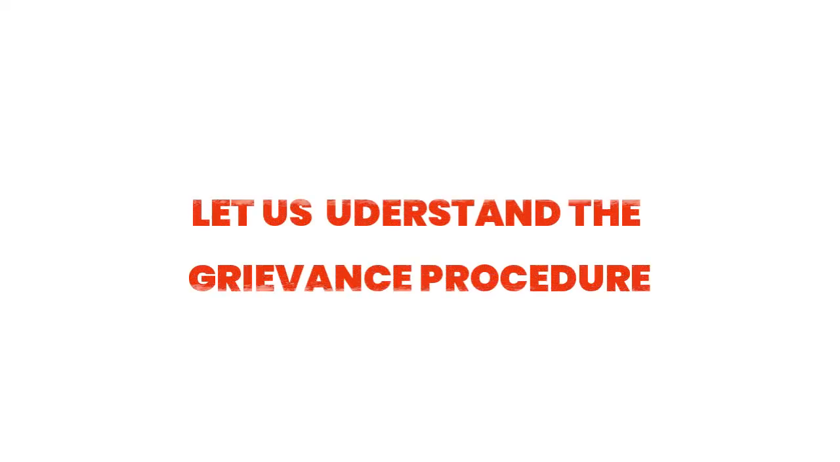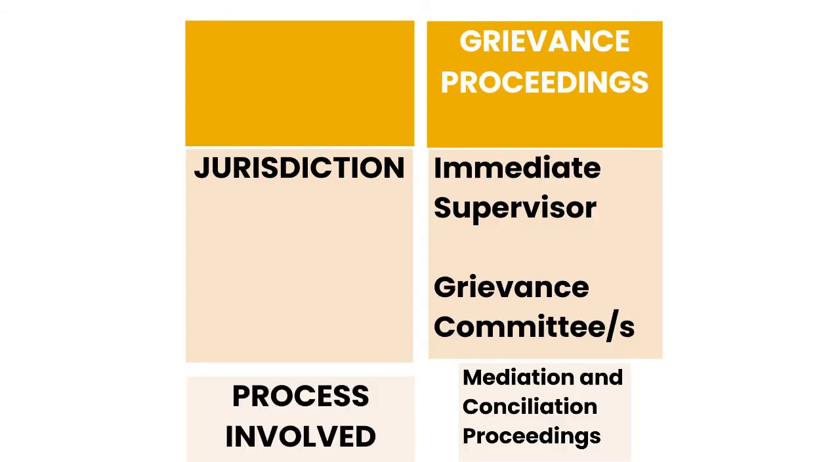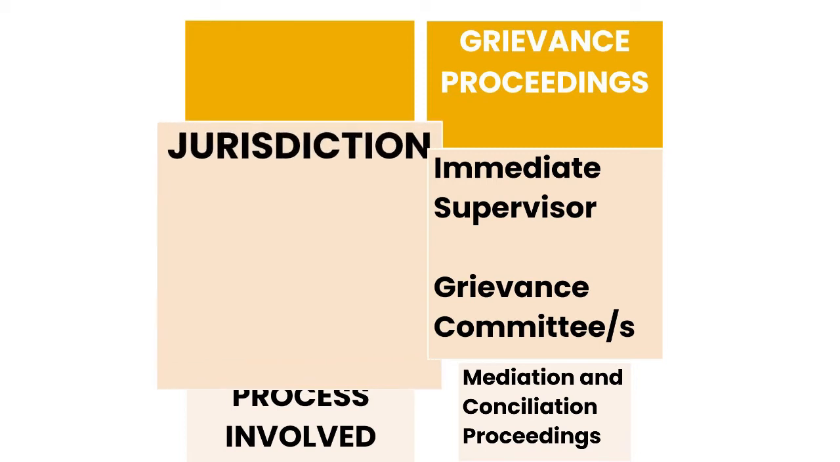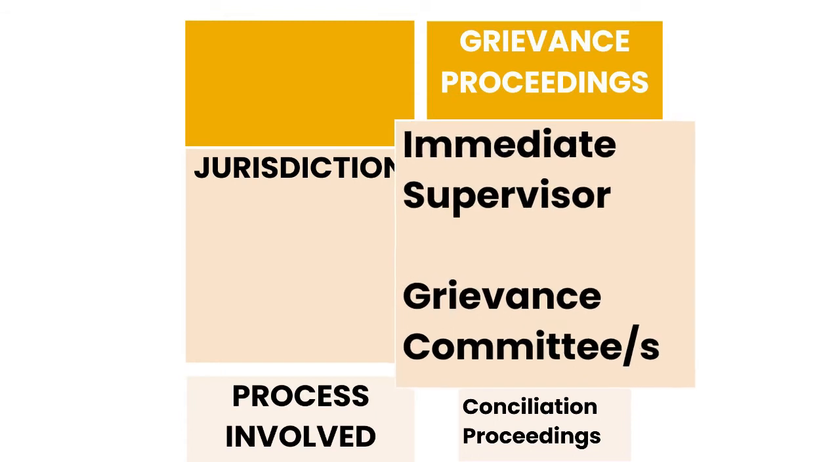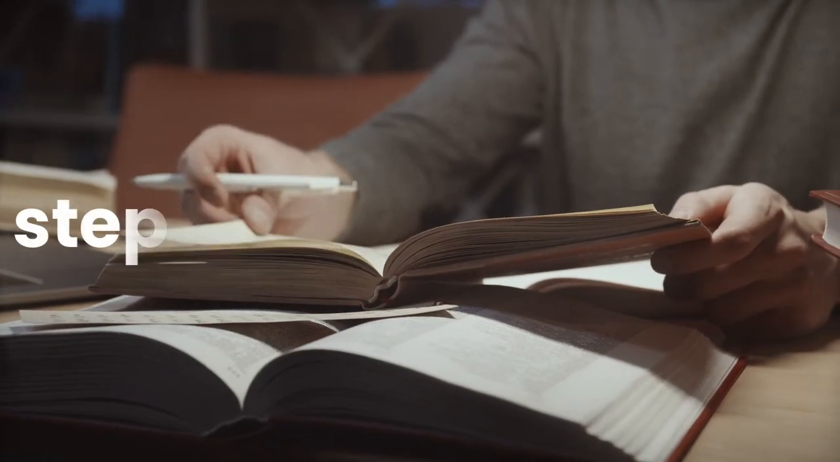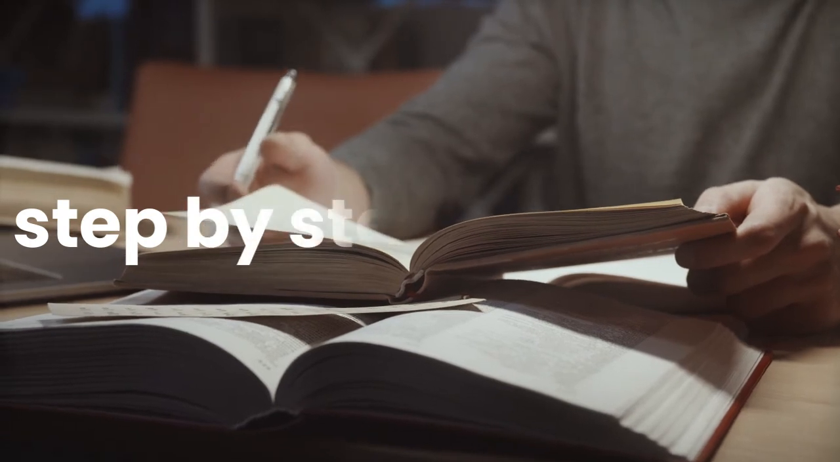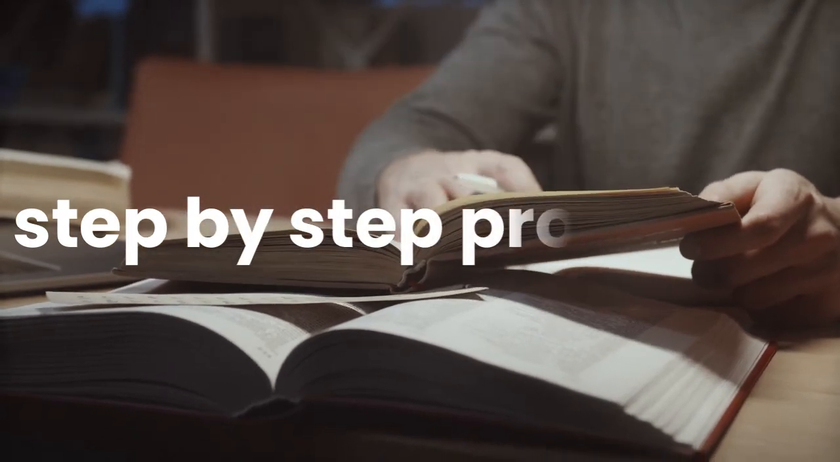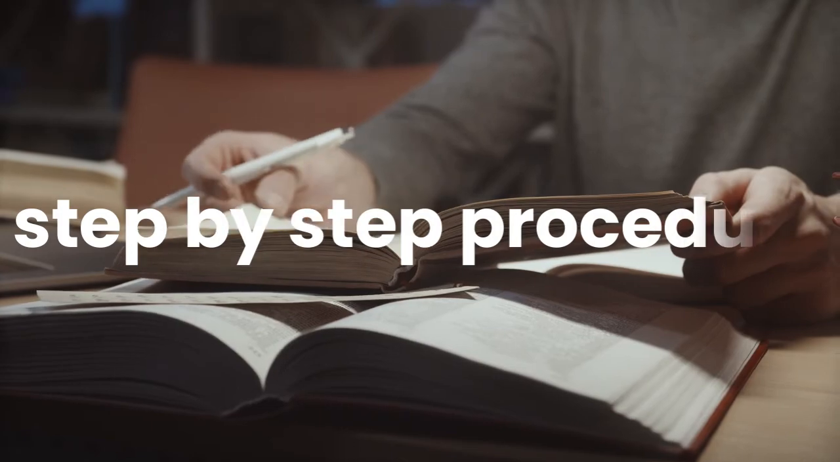Now that we are oriented with the scope and coverage of the grievance, we are ready to understand the grievance procedure. Let's start by familiarizing ourselves with the rules of jurisdiction in grievance proceedings. The jurisdiction lies in the immediate supervisor and grievance committees. Now that we know who has jurisdiction over grievance issues, let me walk you through the step-by-step procedure of this policy.